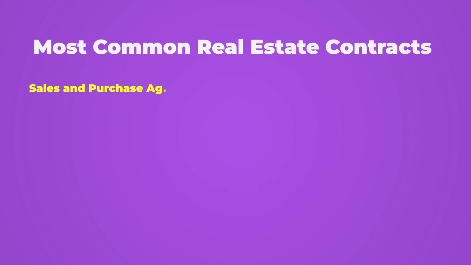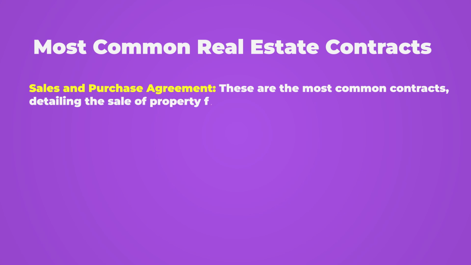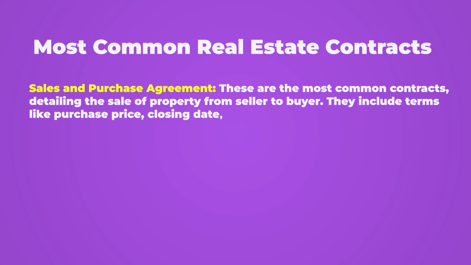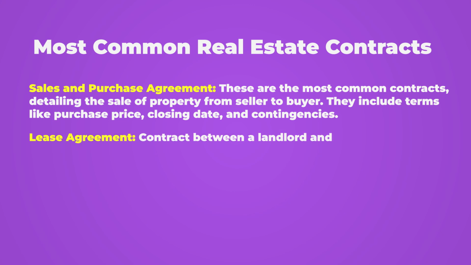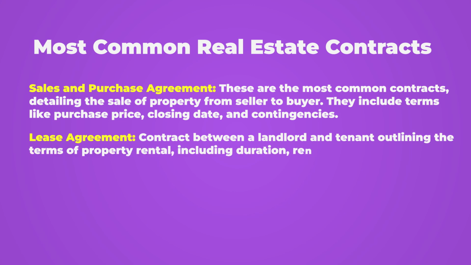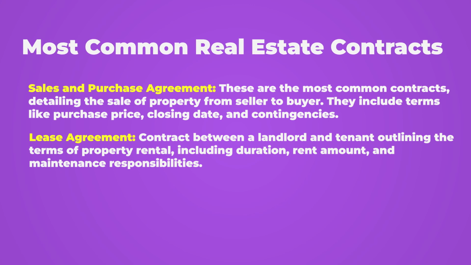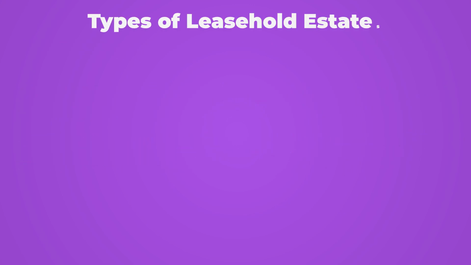Sales and purchase agreement. These are the most common contracts, detailing the sale of property from seller to buyer. They include terms like purchase price, closing date, and contingencies. Lease agreement. Contract between a landlord and tenant outlining the terms of property rental, including duration, rent amount, and maintenance responsibilities. Let's explore the main different types of leasehold estates.